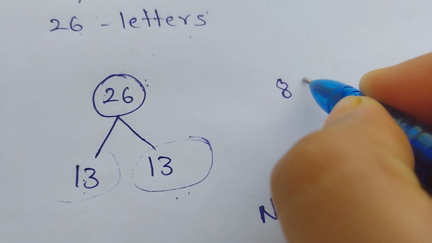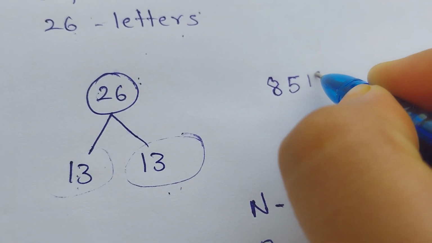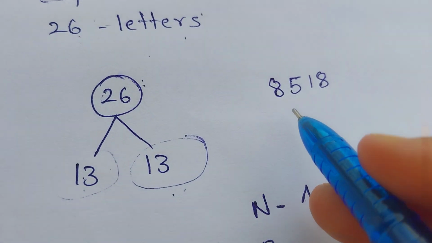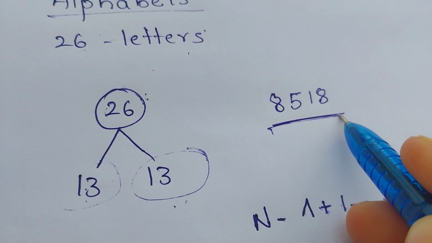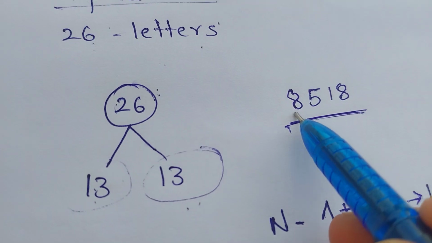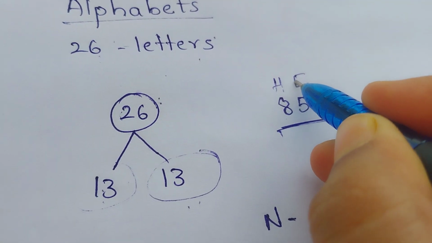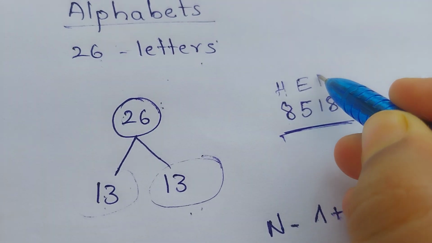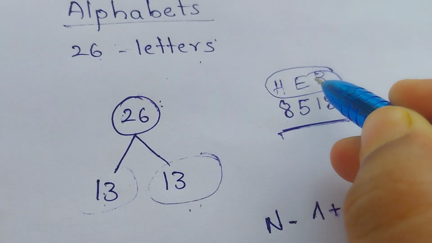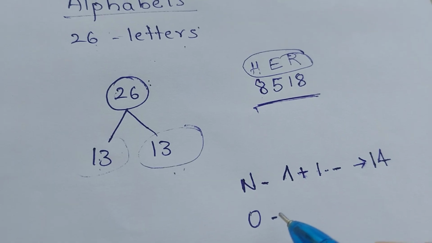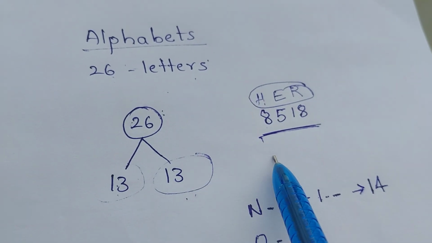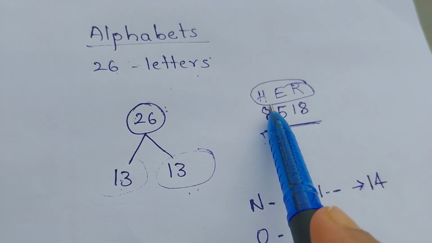8, 5 and 18. So you have to make a word from this code based on the alphabets. So 8 stands for H, 5 stands for E, 18 stands for R. So the word is her. So you got the topic, like why we are learning the numbers for the alphabets, right?